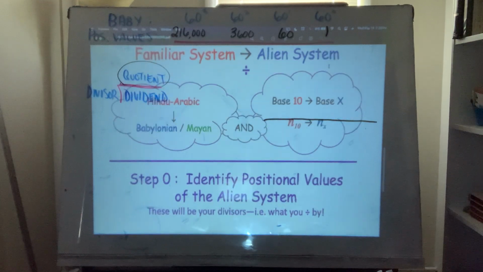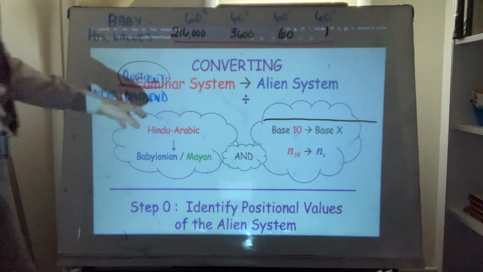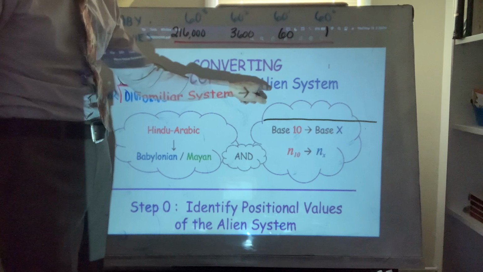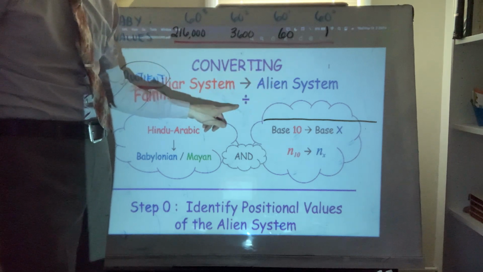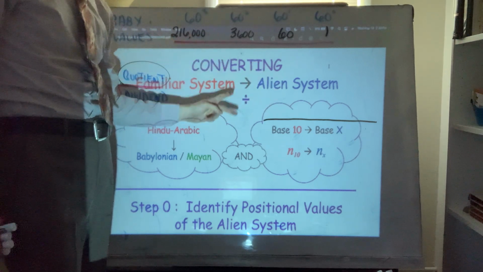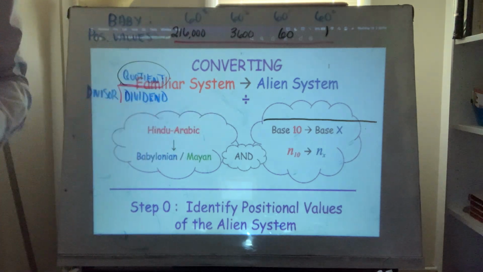If it helps, just say to yourself, when I'm converting from what I know to something that I don't know, the alien system, you're dividing. When you're going the other way, you're multiplying. All right? Let's do a few.